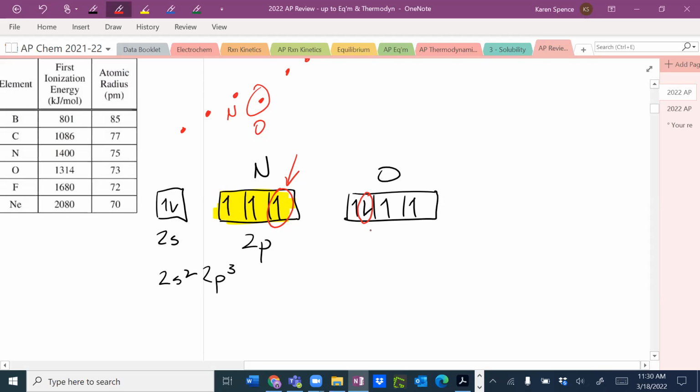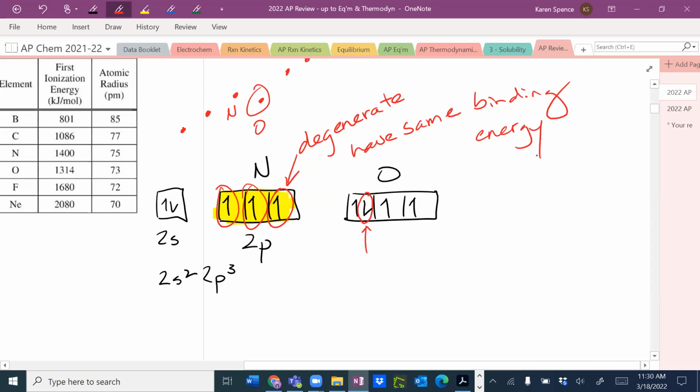At any rate, degenerate. All these 3 electrons are degenerate. They have the same binding energy. Whereas an electron in this orbital here is going to have less binding energy because of the electron-electron repulsion within the single 2p orbital.